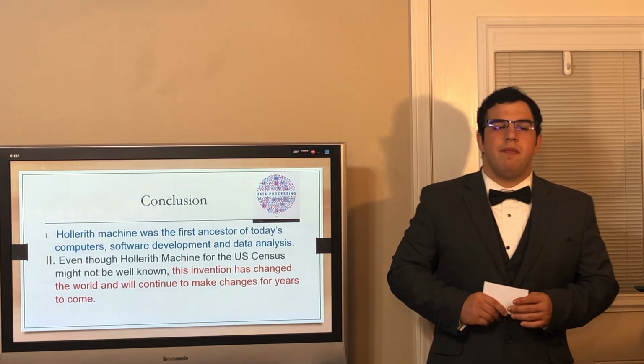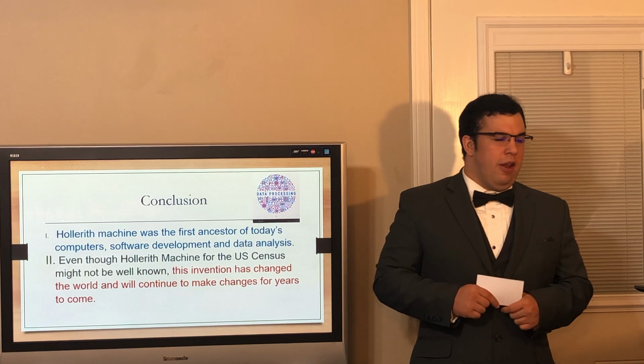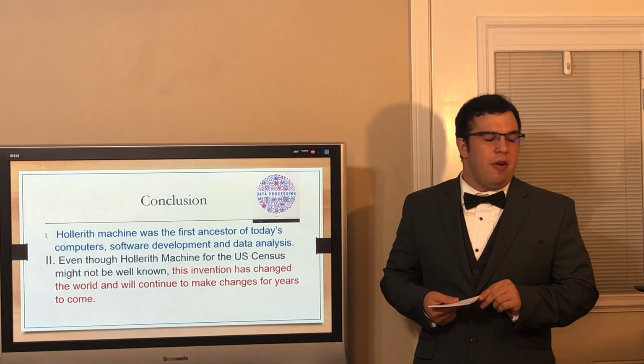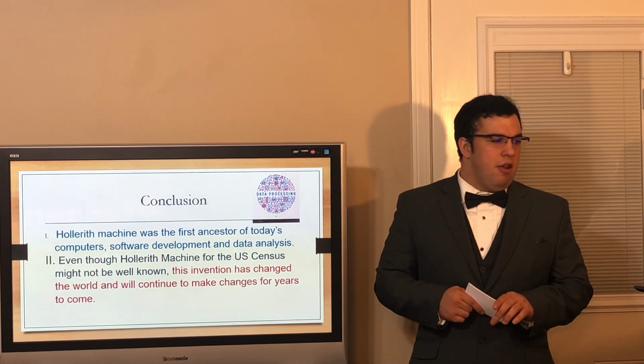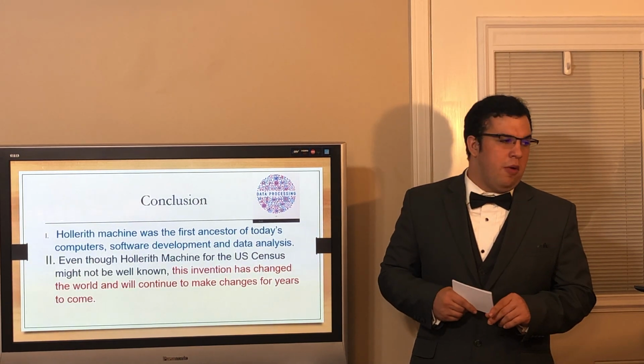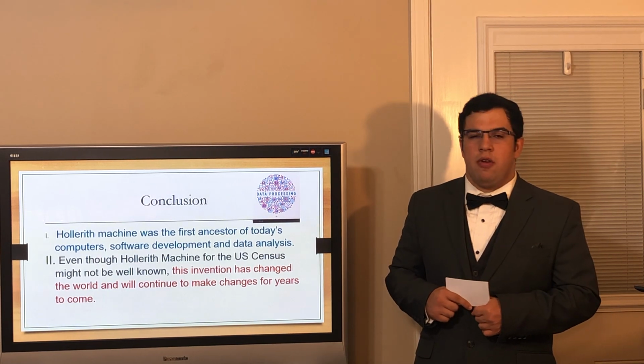In conclusion, Hollerith machine was the first ancestor of today's computers, software development, and data analysis. Even though the Hollerith machine for the U.S. Census might not be well known, this invention changed the world and continues to change the world for years to come.